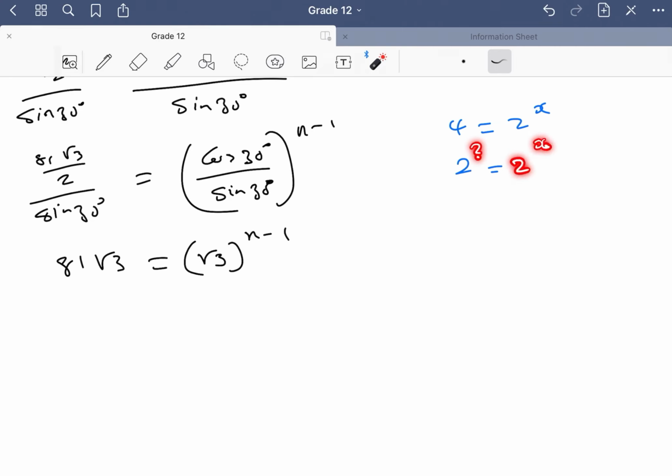Now, the rule is if 2 bases are equal, therefore the exponents are equal. That's basically your answer. Easy. It doesn't need a lot of questions, it just needs you to think a little bit. So the way you do it, you don't really have to crack your mind.